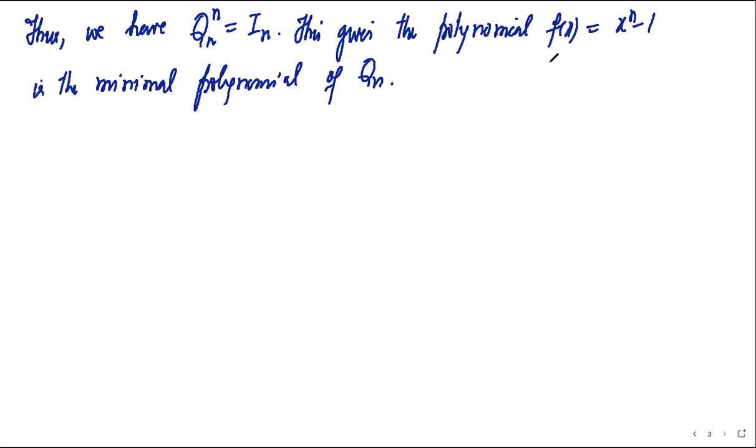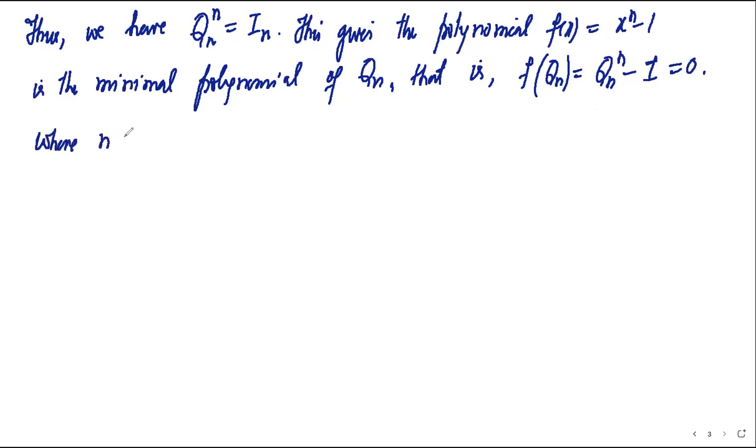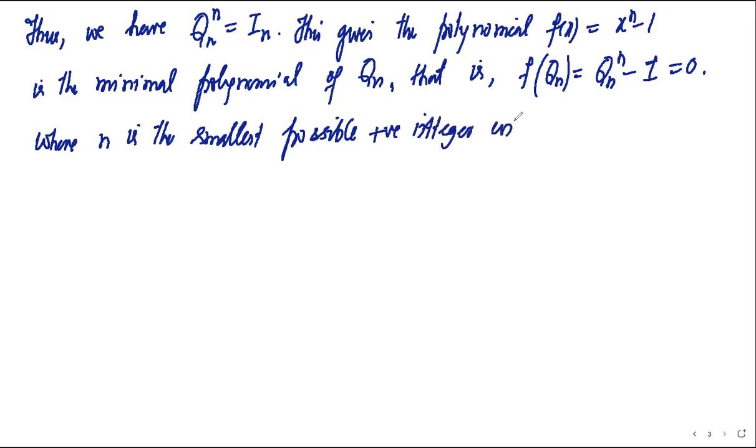In fact, we can see that f of Qn is equal to 0. So that is what we are observing here. That is f of Qn, which is equal to Qn power n minus 1 is equal to 0. And where n is the smallest possible positive integer with this property.